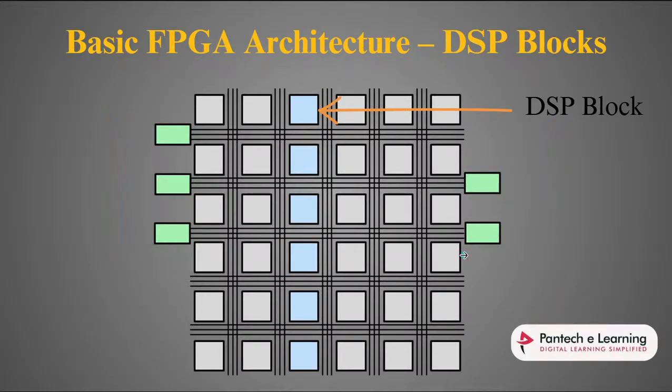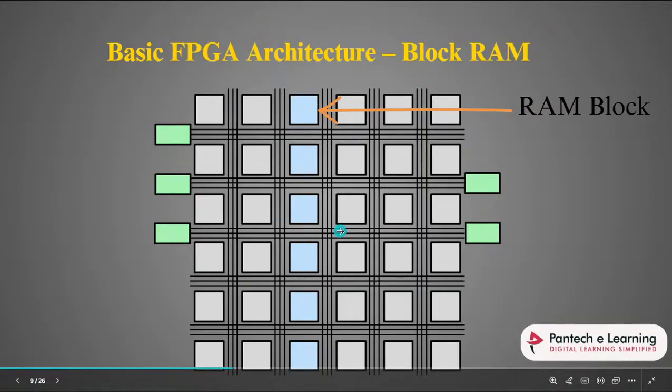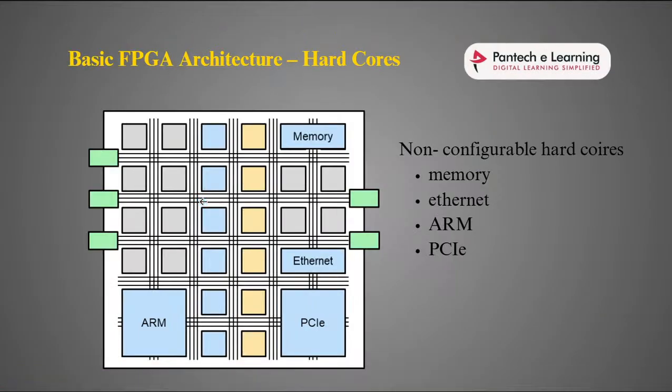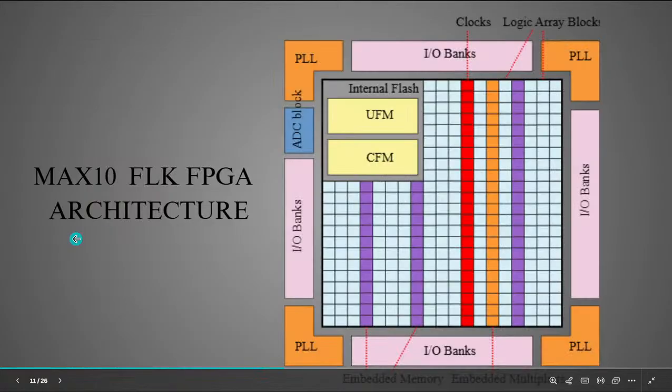Okay. And then I can assign the FPGA as DSP blocks. I can assign some CLBs as the DSP block, RAM block, and then this is the FPGA architecture for a hardcore processor. It's like a SoC kind of FPGA series. It has the ARM processor core, Ethernet, PCI, memory, kind of thing.